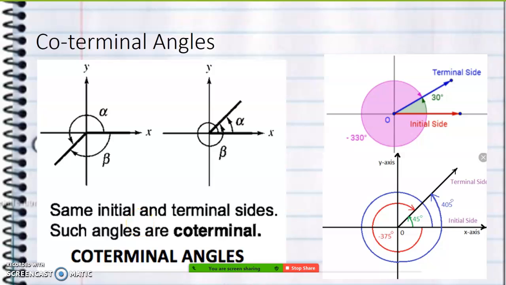In the last video, you learned how to graph angles in standard position. So now when we graph angles in standard position, we're going to talk about coterminal angles. Those are angles with the same initial and terminal sides, and those angles are called coterminal angles.